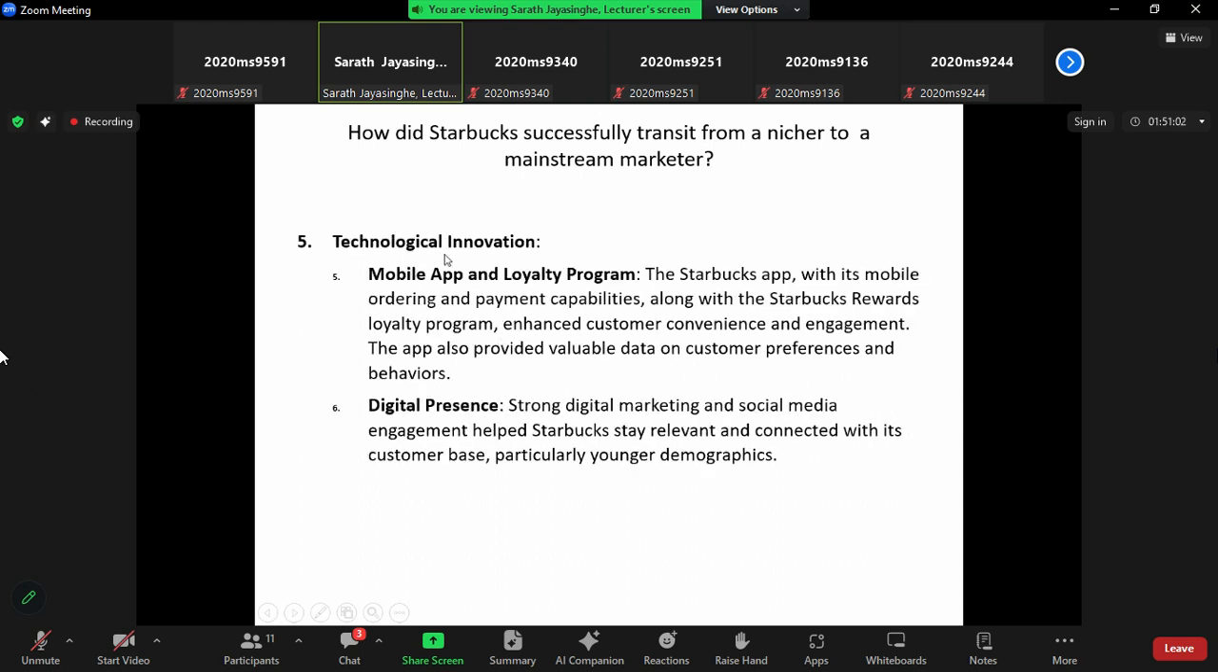Then technological innovation, mobile application and loyalty program: the Starbucks application with its mobile ordering and payment capabilities, along with the Starbucks Rewards loyalty program, enhanced customer convenience and engagement.